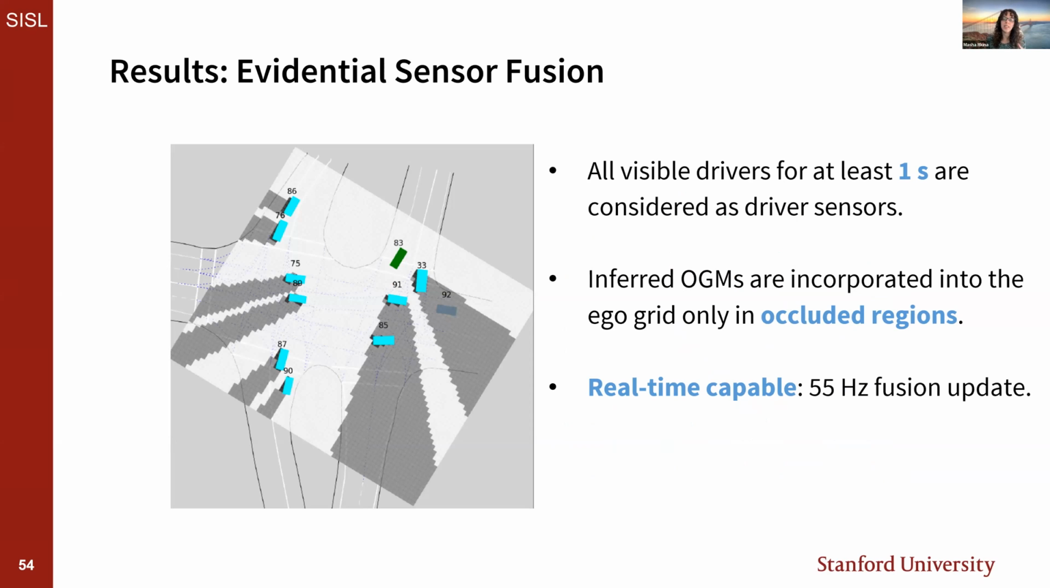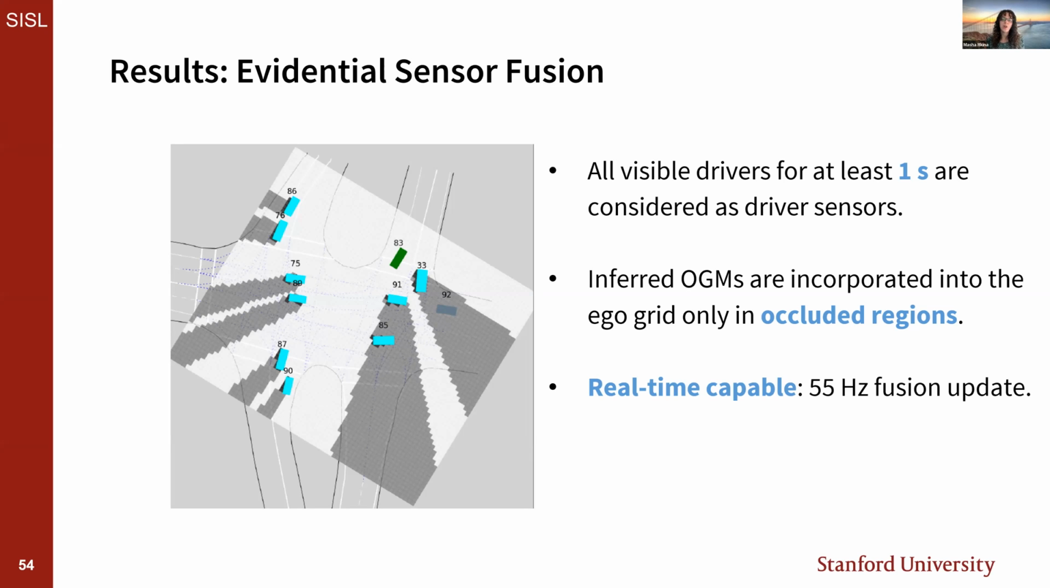A driver is treated as a sensor once 1 second of state information has been collected. We only incorporate the inferred occupancy in regions of occlusion for the ego vehicle, since our inferred occupancy will be less accurate than standard sensor measurements, like, for example, from a LiDAR. Our fusion mechanism runs at 55 Hertz on average, making it real-time capable.